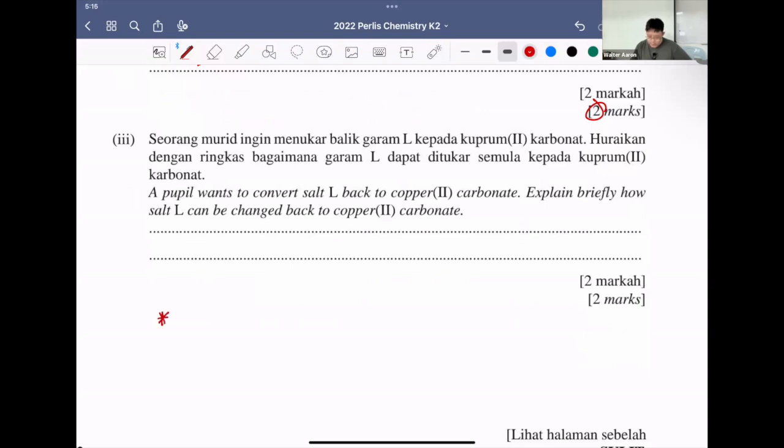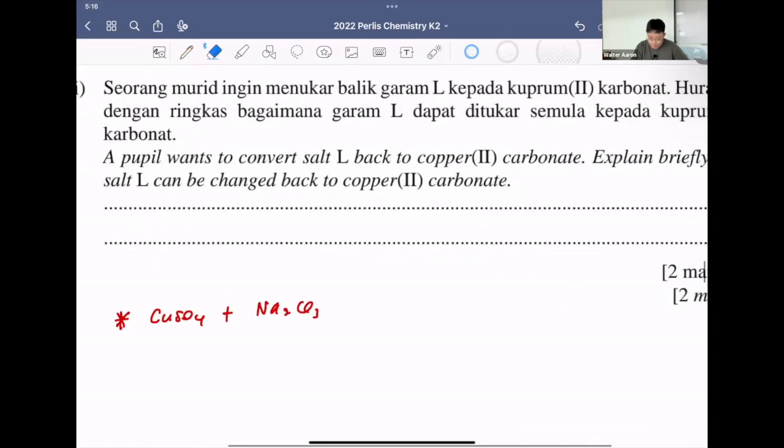So what you can do is very simple. Your copper(II) sulfate, you can add with any carbonate salt that's soluble. In this case, you have 3 choices. You can either use sodium carbonate, or potassium carbonate, or ammonium carbonate also can. Because we know that all salts of sodium, potassium, and ammonium are soluble. So in this case, let me just use sodium, easier. So sodium carbonate can be used as your answer as well.